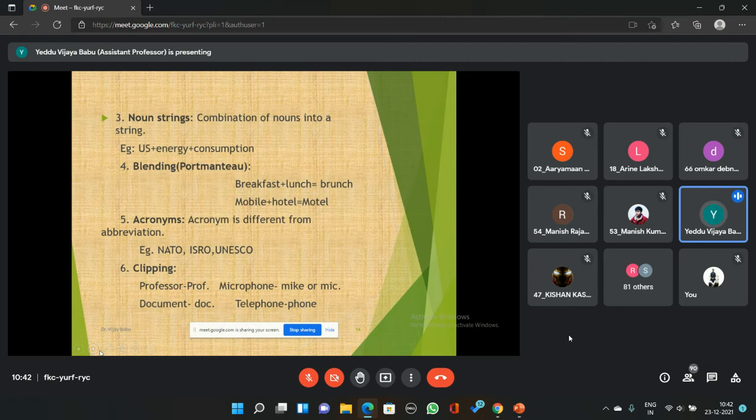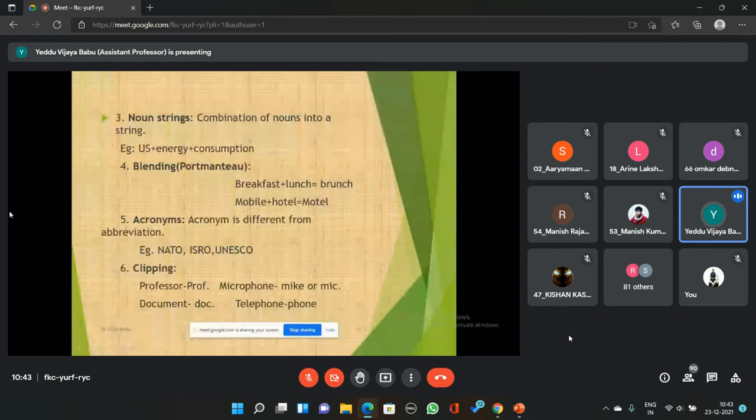How is it qualified as an acronym? Because it should have proper pronunciation. When we utter these abbreviatory letters, it gives a proper pronunciation, like NATO. Otherwise it is an abbreviation, but it is pronounceable. So NATO, ISRO, UNESCO. These are acronyms which are quite pronounceable.